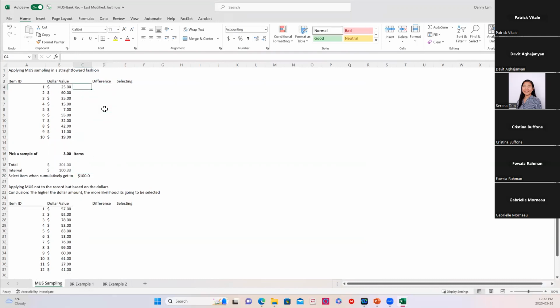Now you're going to be doing, okay, so $25. Did we reach the $100? No, not yet. So then we do this second one. Did we reach the $100 yet? Nope. This 120, did we reach it? Yes. So what's the difference? This minus this, that's the difference. Then we're going to be selecting this one. Yes. Then the second one here, do this plus this, $35.